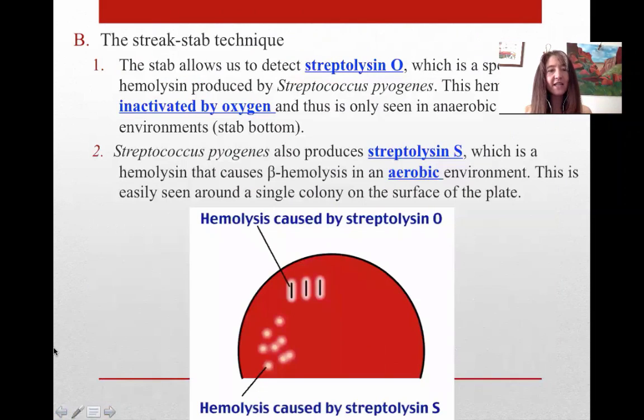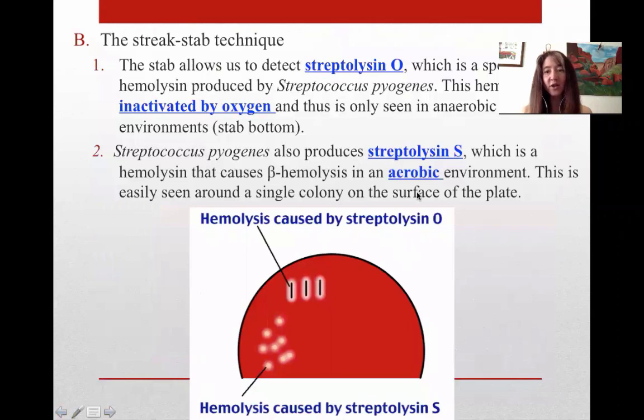So when we did our throat swab plates, we did the streak stab technique so that we could try to find this particular hemolysin that's inactivated by oxygen. It's called Streptolysin O. So Streptolysin O is only visible at the very bottom of the stab mark. Now, on the other hand, you also noted in that image that there was a lot of beta hemolysis around the individual colonies. Let's look at that again.